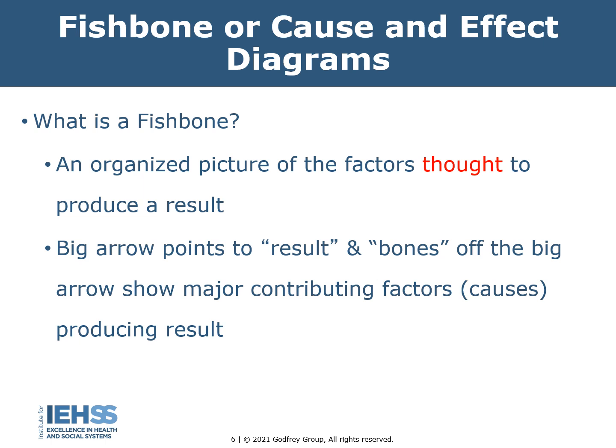A fishbone diagram is an organized picture of the factors thought to produce a result. As you will see from the upcoming examples, the big arrow points to the result, and the bones off the big arrow show major contributing factors or causes producing the result.